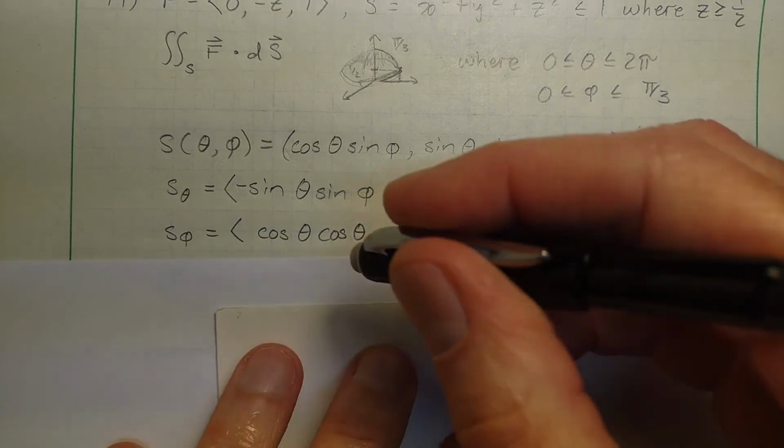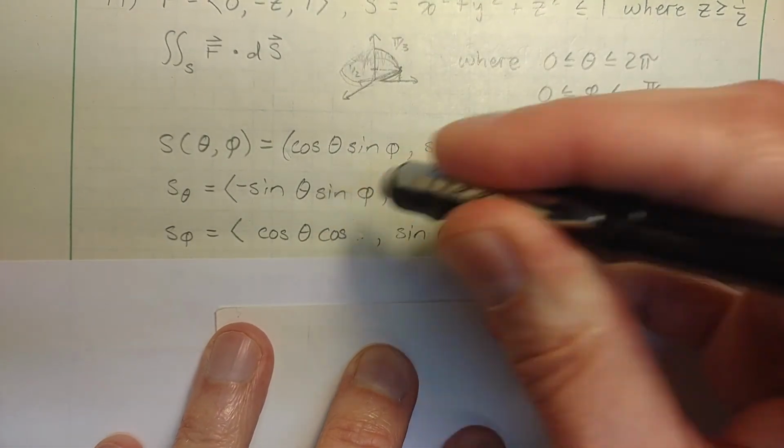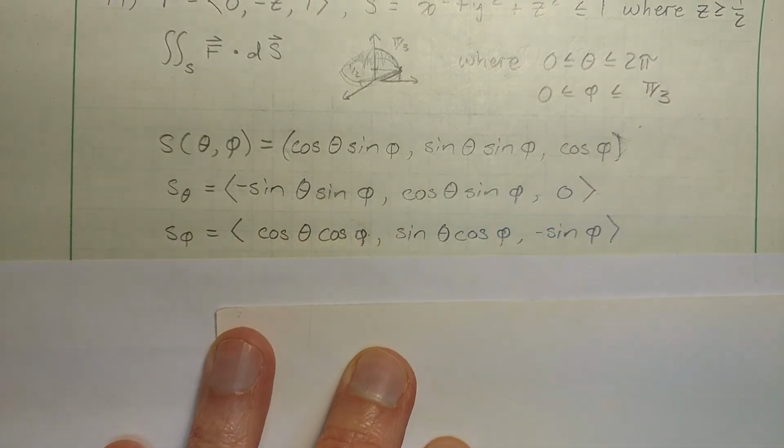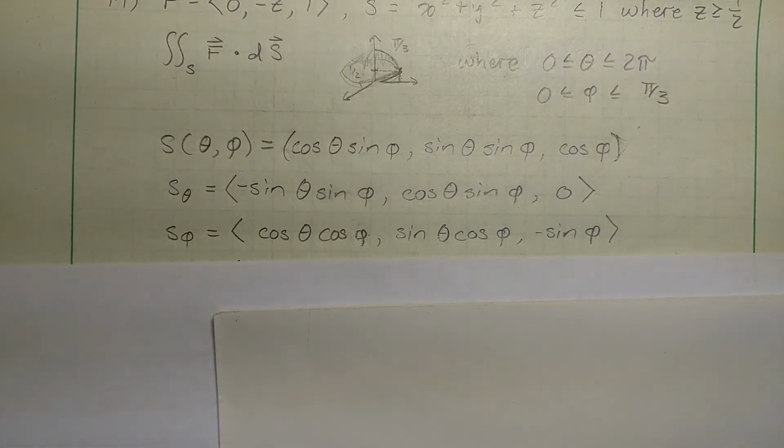I did that wrong. That's a phi. I wrote a theta. That's a phi there. Catching my mistakes. And then sine theta, cosine phi, negative sine phi.